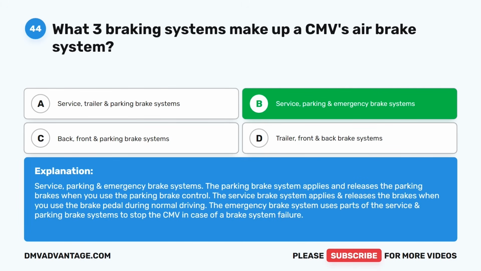The parking brake system applies and releases the parking brakes when you use the parking brake control. The service brake system applies and releases the brakes when you use the brake pedal during normal driving. The emergency brake system uses parts of the service and parking brake systems to stop the CMV in case of a brake system failure.